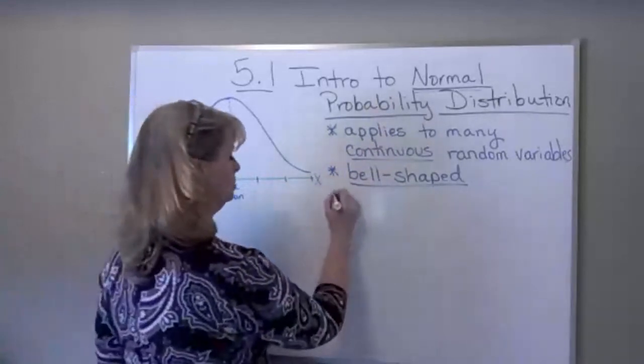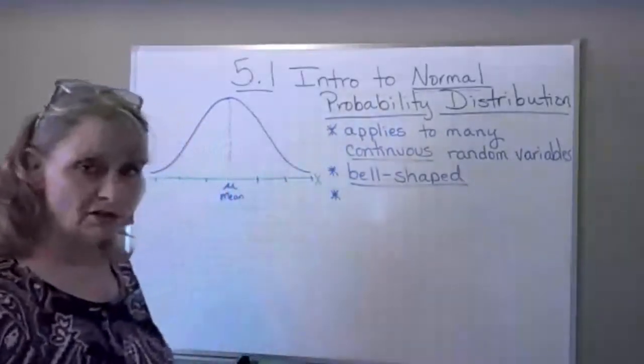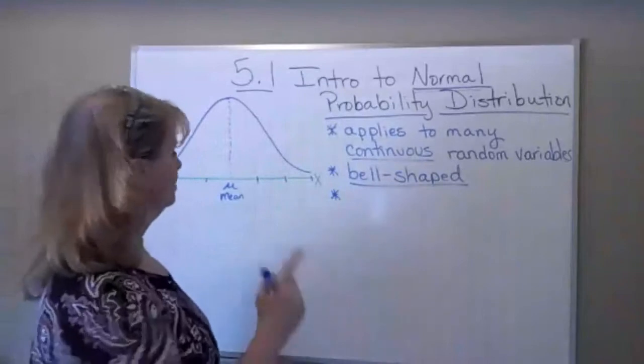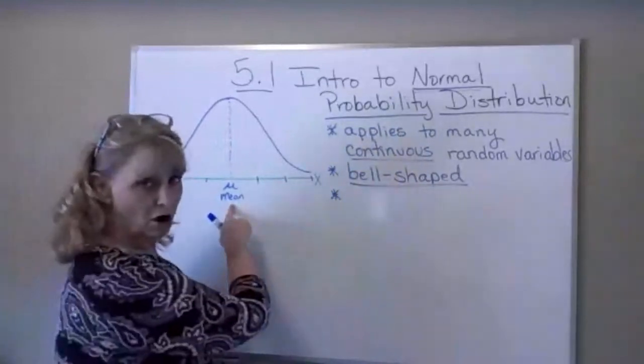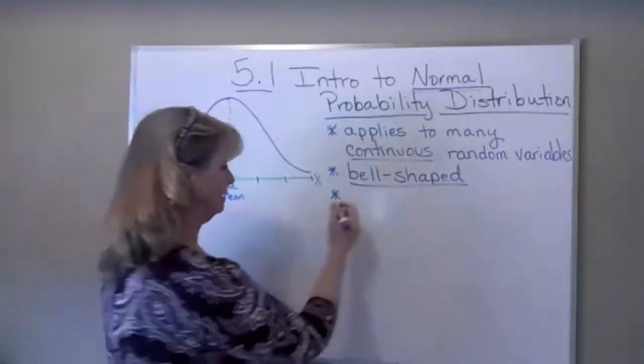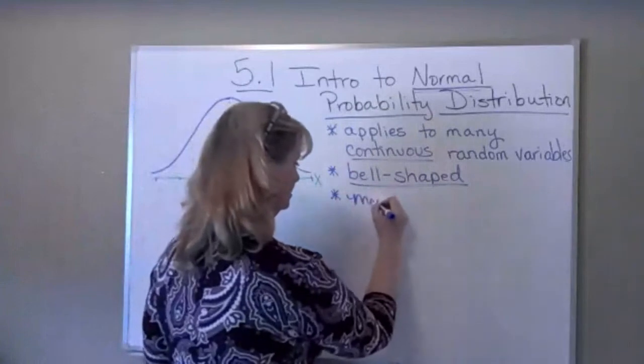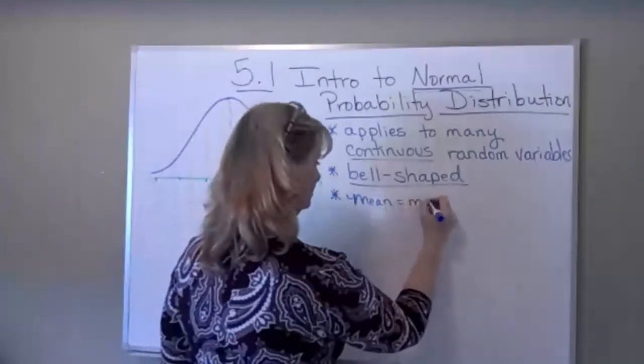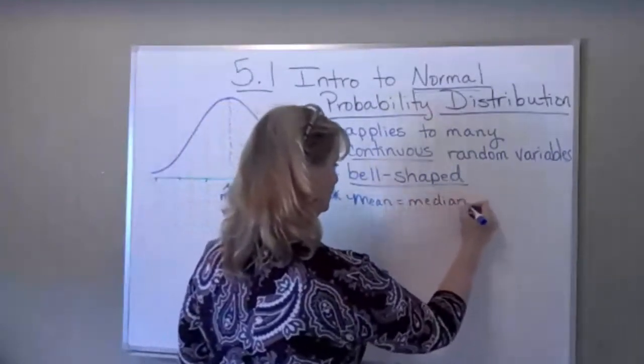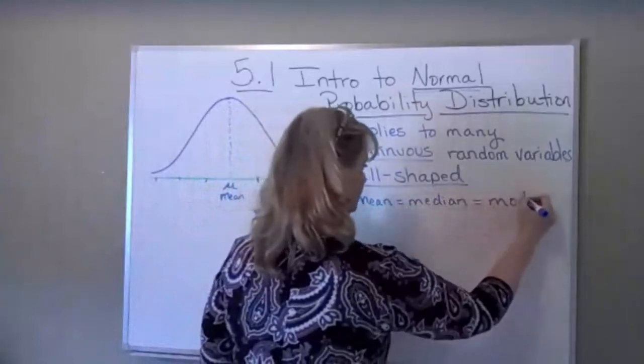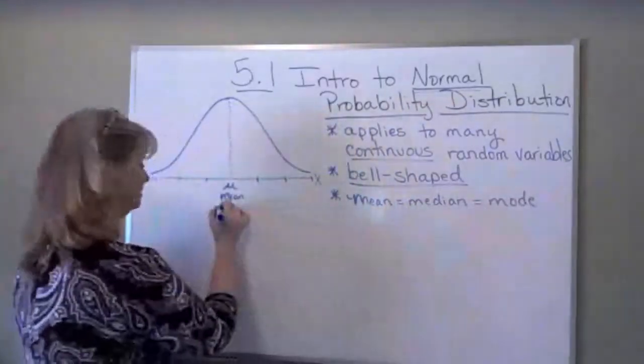Now with the normal probability distribution, the mean, median, and mode are all the same number right here in the middle. They're all right here in the middle.